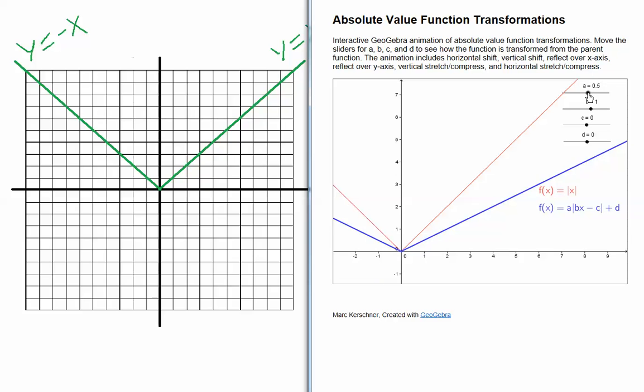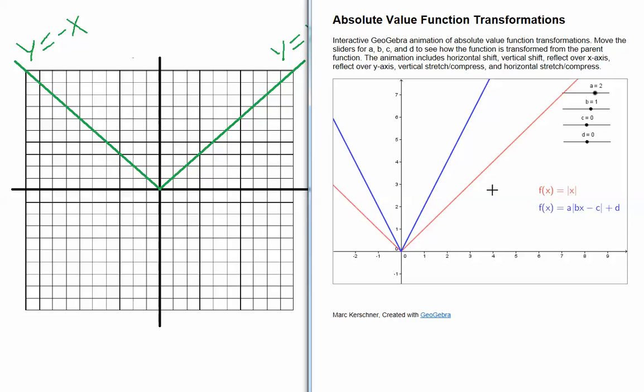Okay, now let's take it to a equals 2. If you look at the slope of the blue line, starting from the origin, it goes up 2 over 1 to get to the next solid point, and again up 2 over 1. So the slope of this line is reflected by that a value. The slope of the line to the left looks kind of backwards. Instead of going up 2 to the right one, you go up 2 to the left one.